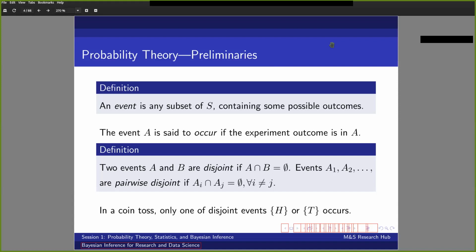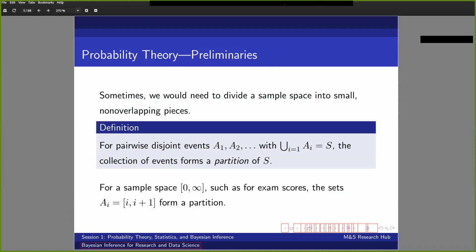Now, we call any number of sets A1, A2, etc. pairwise disjoint if for any pair of sets Ai and Aj, their intersection is the null set. So in other words, these events don't share any outcomes. Now, additionally, we might need to divide a sample space into small non-overlapping pieces. So if a collection of pairwise disjoint events A1, A2, and so on all have the union equal to the sample space, then we call this collection of disjoint events a partition of S.